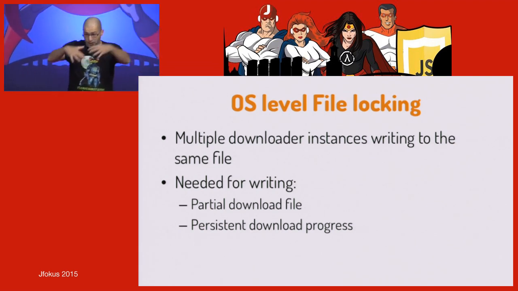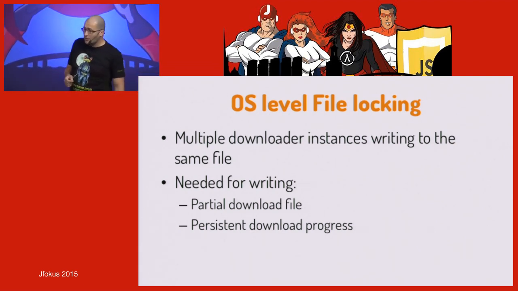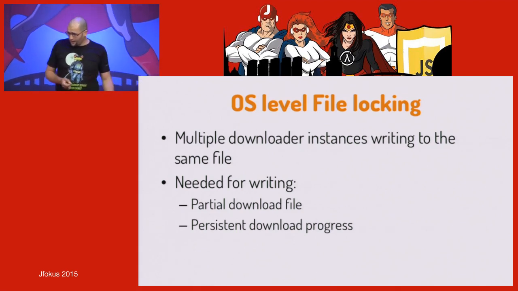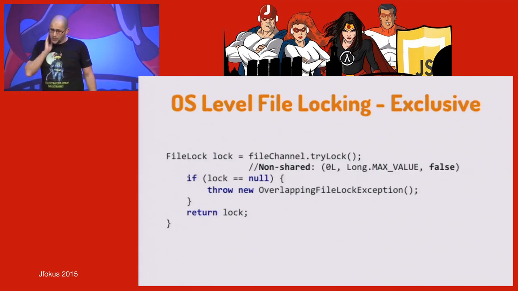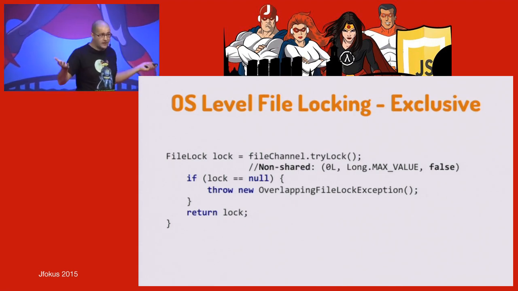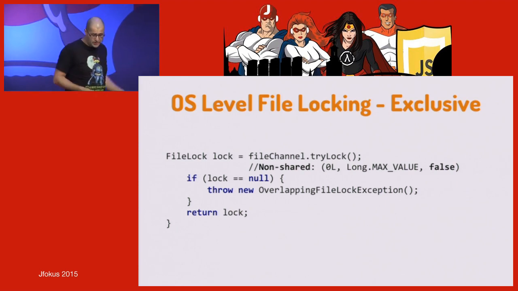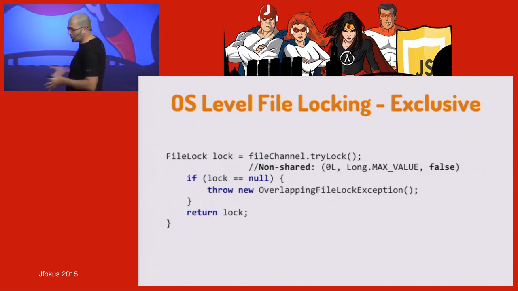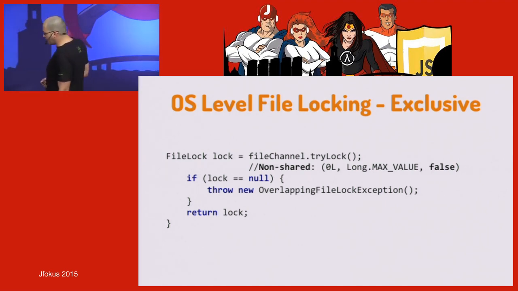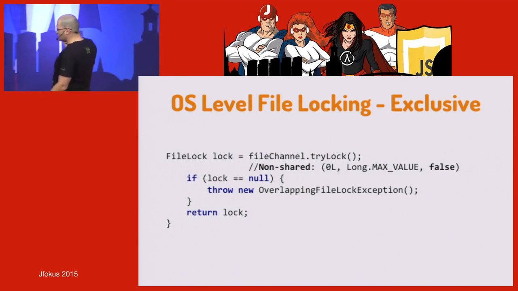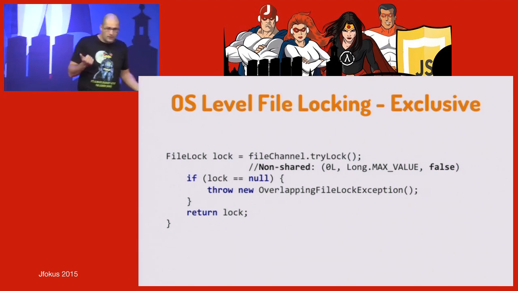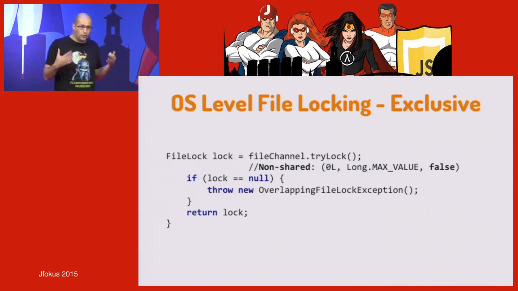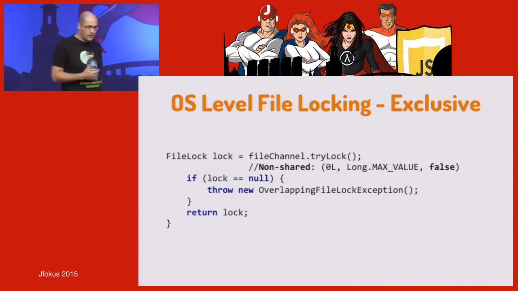So we have two of them, so I want to write to the same file here, right? And this is why we need it. We can get a file lock, and this is a file system, operating system file lock. And then, if we can't get it, we just throw an OverlappingFileLockException and cancel the download. The problem is this should be a read lock. I mean, we still need to be able to read this file even if someone else is writing it.